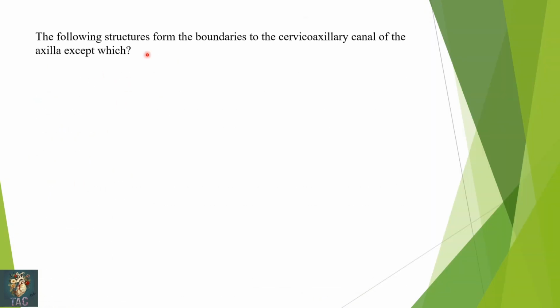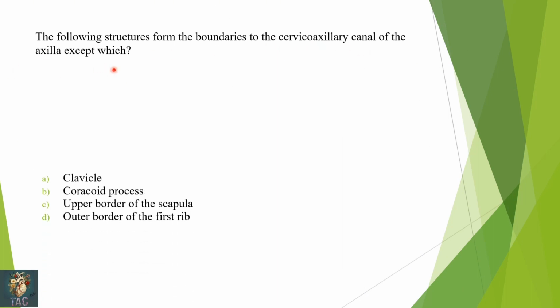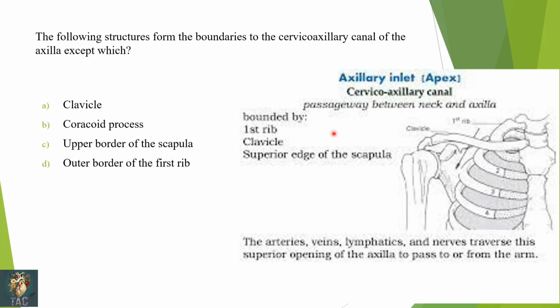The following structures form the boundaries of the cervico-axillary canal of the axilla except which. So look at this diagram. First, this is the clavicle forming the anterior boundary, then the upper border of the scapula forming the posterior boundary, and the outer border of the first rib forming the medial boundary. So this is the axillary inlet, also called the cervico-axillary canal, and the coracoid process is not forming the boundary. So this is the answer to the question.